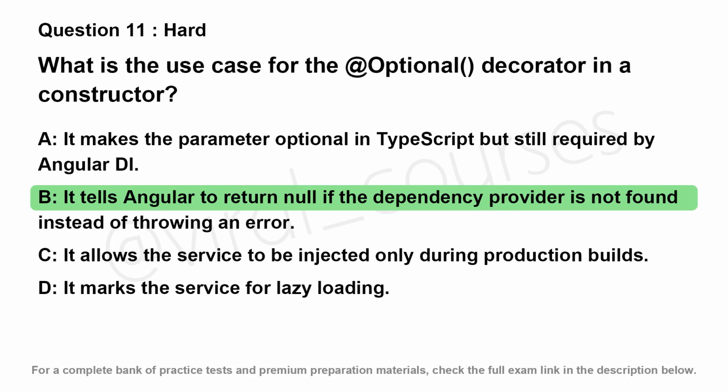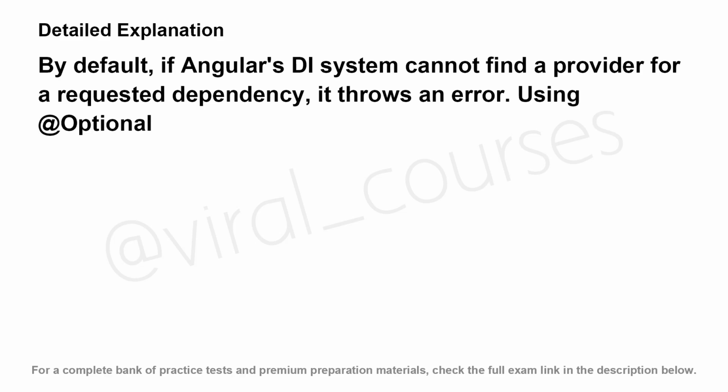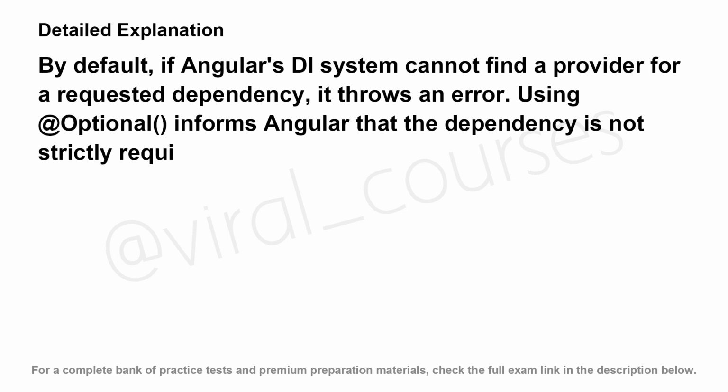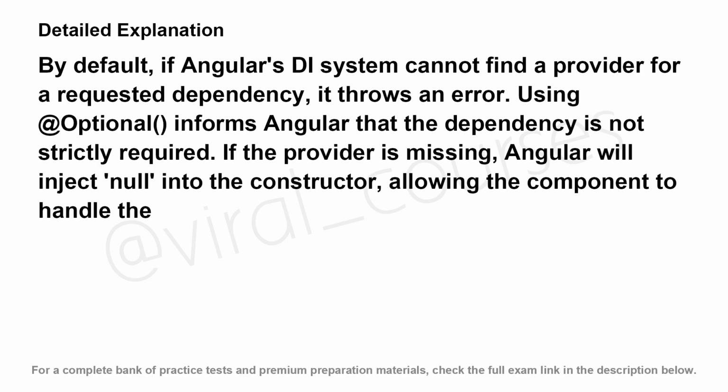The correct answer is B. By default, if Angular's DI system cannot find a provider for a requested dependency, it throws an error. Using @Optional informs Angular that the dependency is not strictly required. If the provider is missing, Angular will inject null into the constructor, allowing the component to handle the missing service gracefully.